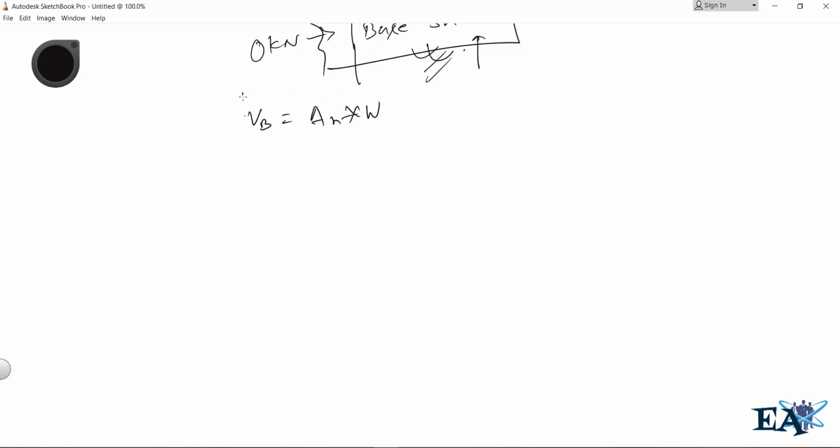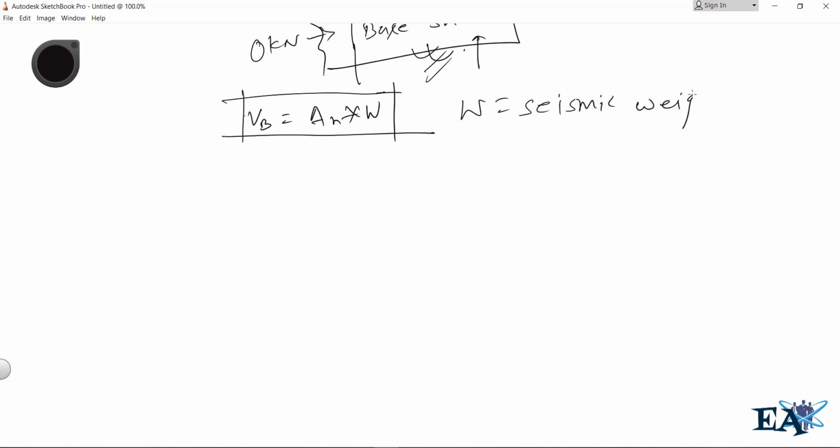Now we need to understand what AH is and what W is. So let me first say what W is. W is the seismic weight of the building. So seismic weight of the building.